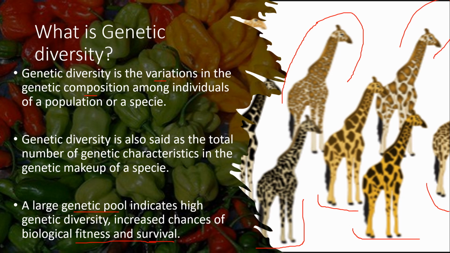This means that if we have a large gene pool, and the number of individuals is large, there is more genetic variation, then their fitness and chances of survival are increased, as there is more genetic variation among that population.